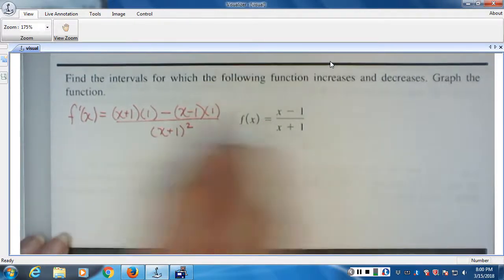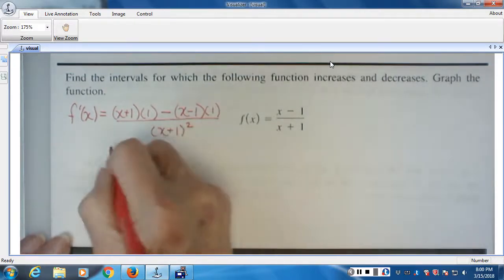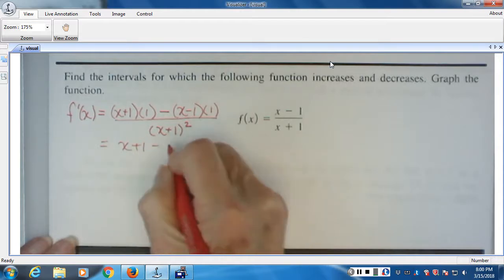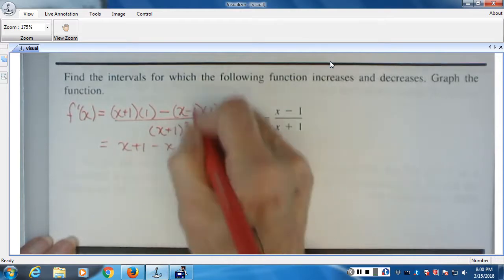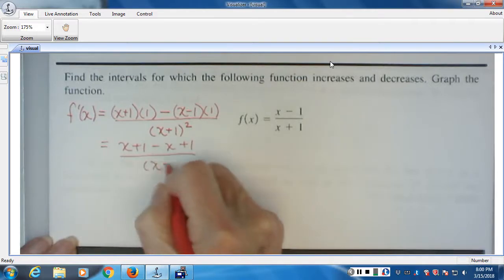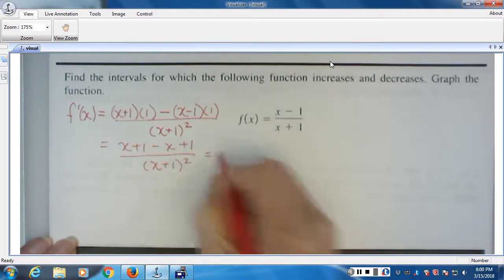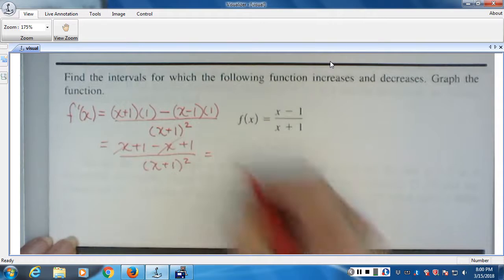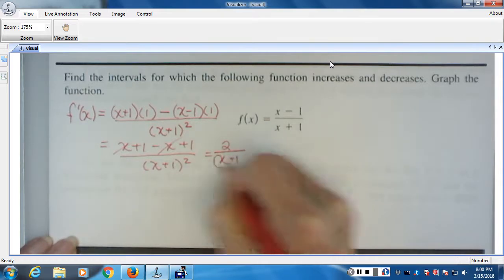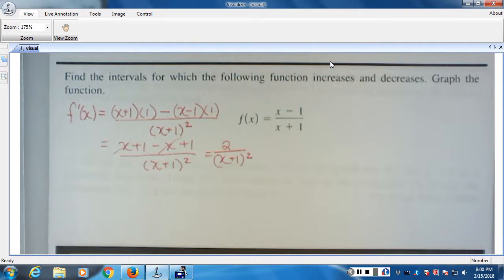Now, because of all these 1's up here, we actually can simplify this a whole lot. This is x plus 1 minus x minus -1 is plus 1 over x plus 1 squared. And x cancels x, so 1 plus 1 is 2 over x plus 1 squared. There's your derivative.